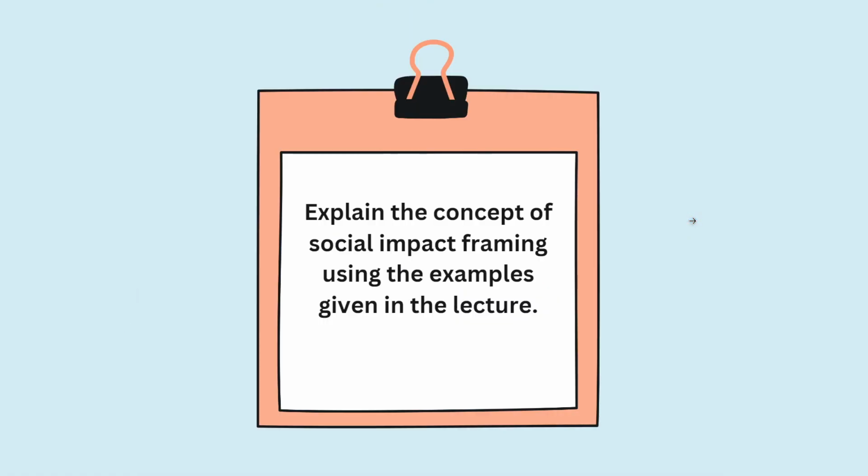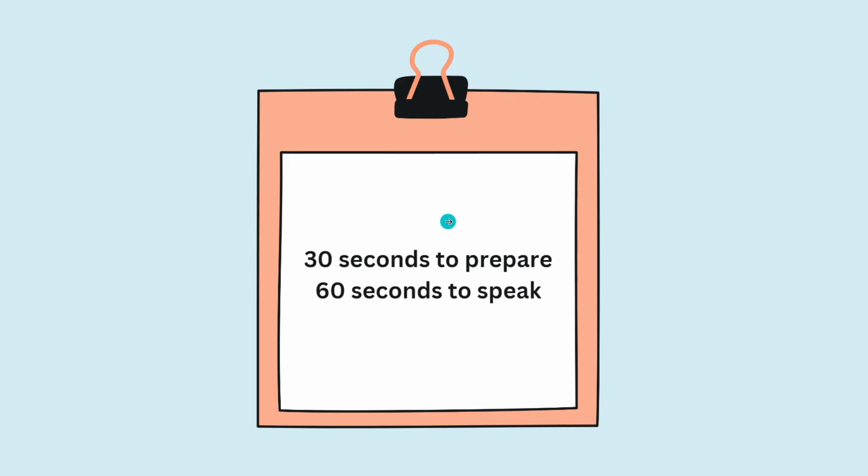Okay, so after the lecture is finished, you get the question. In this case, it's going to be: explain the concept of social impact framing using the examples given in the lecture, right? 30 seconds to prepare, 60 seconds to speak. There's going to be a loud, obnoxious beep when it's time to speak, and then another equally obnoxious beep when the 60 seconds is finished. And there'll be sort of like a progress bar or a clock on the screen that tells you how much time you have left.